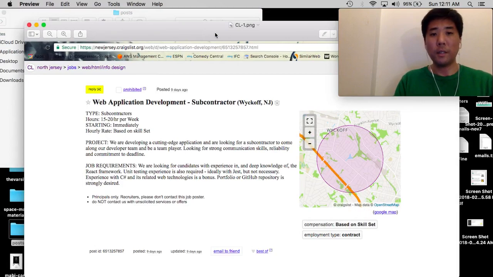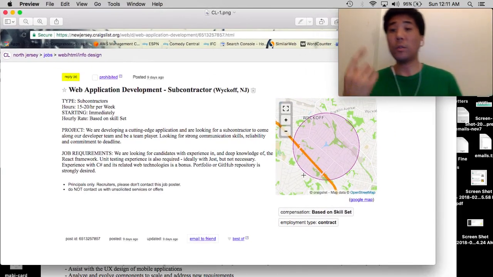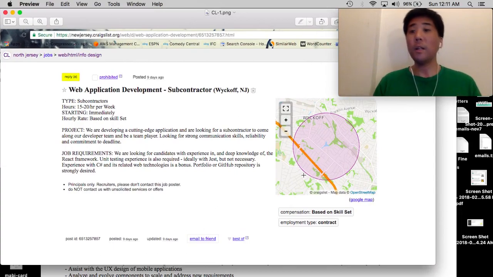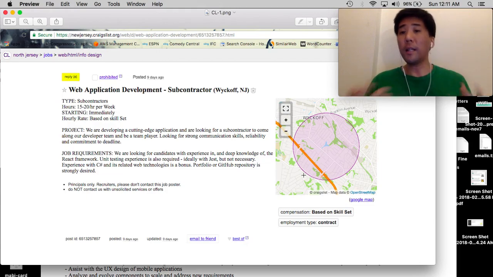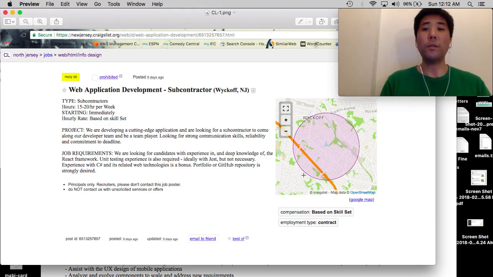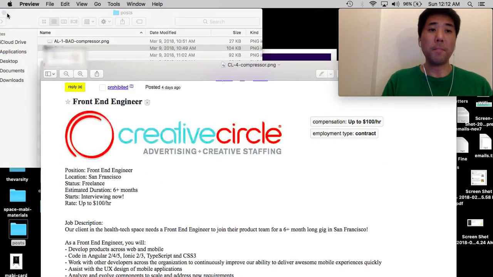The rate wasn't listed, so that's strike 1, but there was no strike 2 or strike 3 because it was not a recruiter. It didn't say work for equity, none of that stuff. It was only one strike, so it was worth the risk. So let's see here. That's number 4.